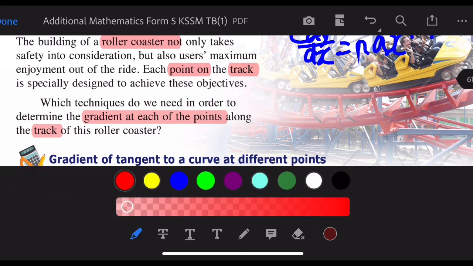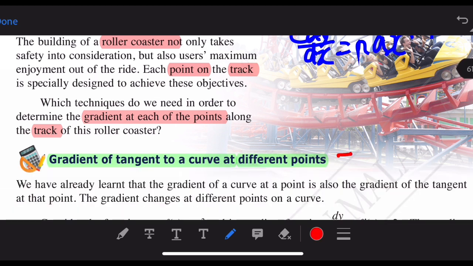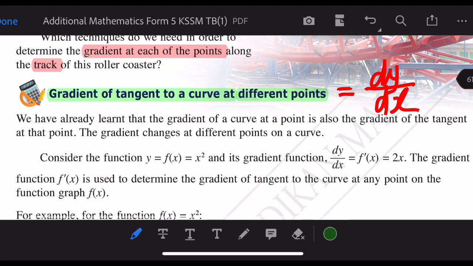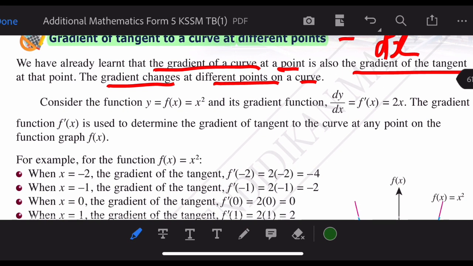Now today's first application is you must know the gradient of tangent to the curve at different points. It's represented by dy/dx. Remember this, highlight this. dy/dx means gradient of tangent to a curve at the point. We have already learned that gradient of a curve at a point, I have highlighted this many times, is also the gradient of tangent at a point, right? The tangent changes at different points on a curve. So, do you understand this sentence?